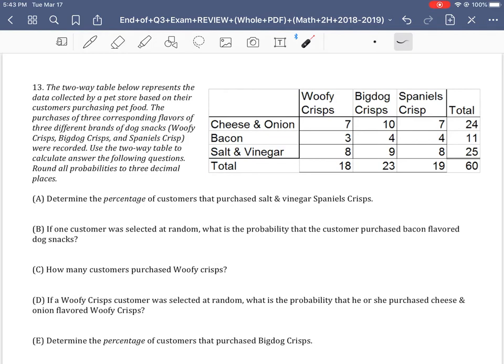Just remember on Canvas, if it asks you a specific thing and you're entering one of those answers, it is looking for the specifically rounded decimal or fraction.